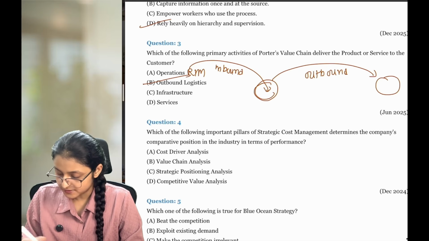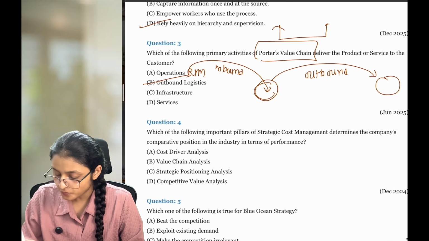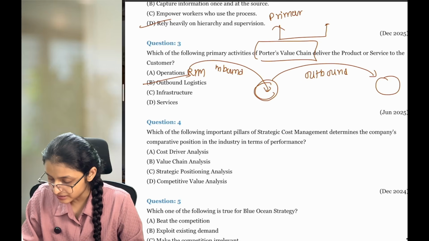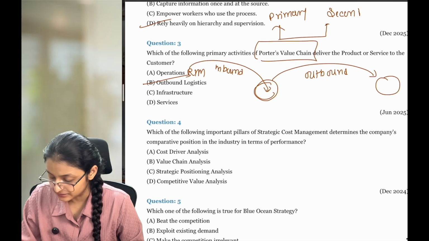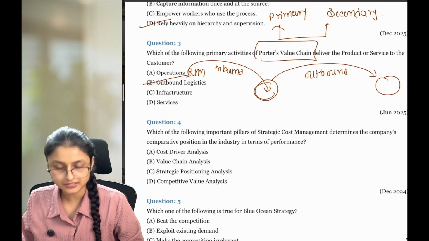Out of all of these, if you remember, Porter's value chain is divided into two parts. The first one is primary activities and the second one is secondary activities. So tell me, out of all of these, what are primary activities and what are secondary activities?